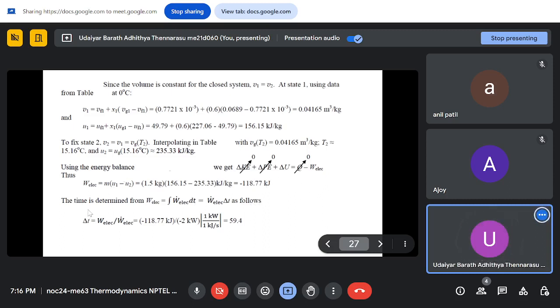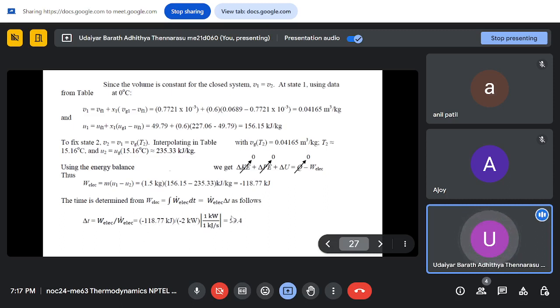So using this, we know that we are supplying 2 kilowatts of electrical work. So W electrical divided by your rate of change in the internal energy. So W electrical into delta T will be equal to the total electrical energy which you are giving. So minus 108.77 divided by minus 2, which will give me 59.4 seconds.